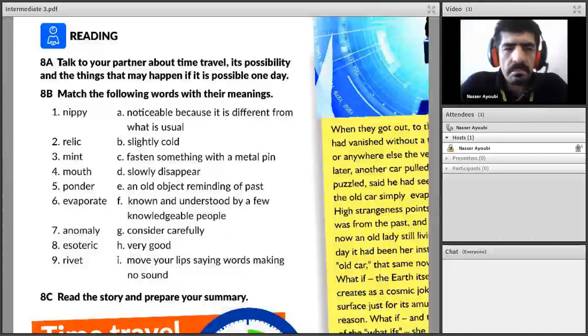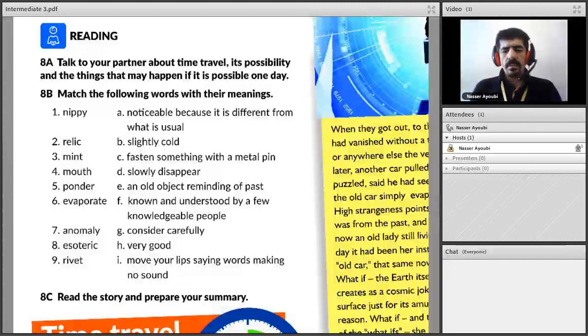But if it is possible one day, I think we will be able to visit people who we have always heard of, those people we would like to visit, to be with them. We would also be able to correct the wrong events that happen in history. We'd be able to correct the history. That would be a better result of this possibility.